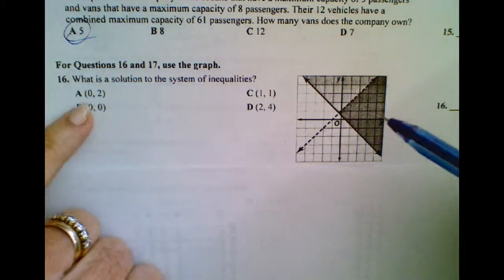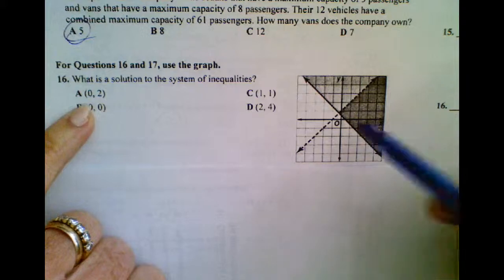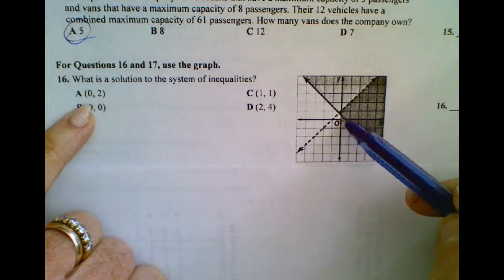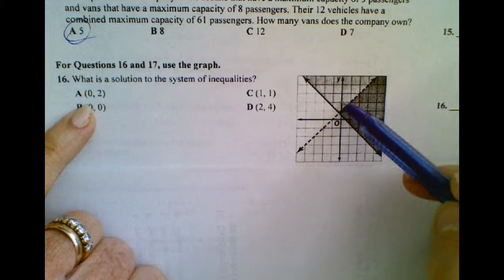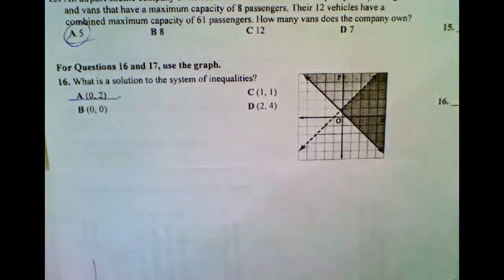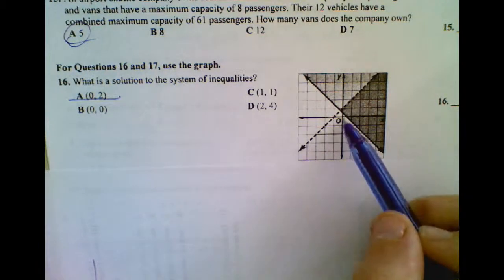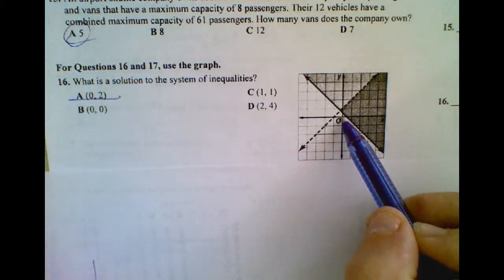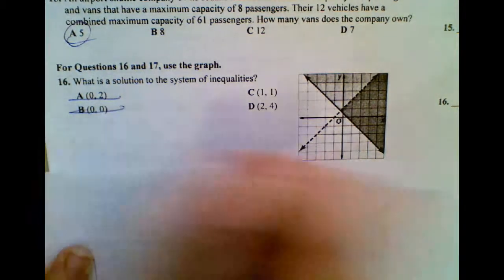Yeah. So where is 0, 2? Right there. Up, a little bit up. Up there, right? Is that in the really dark shaded area? No. So that one's out. Where's 0, 0? In the middle of the graph. Is that in the really dark shaded area? Nope. No, not a solution.